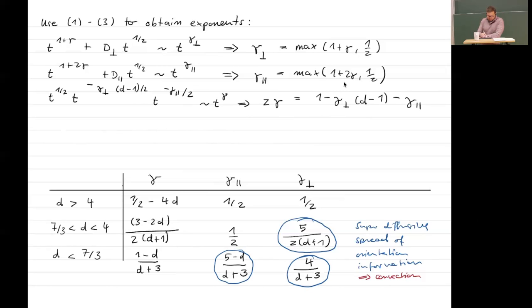And in all of these cases here, this exponent is smaller than 0, as long as d is larger than 1 dimensions. And that means we can expect to have long range order.